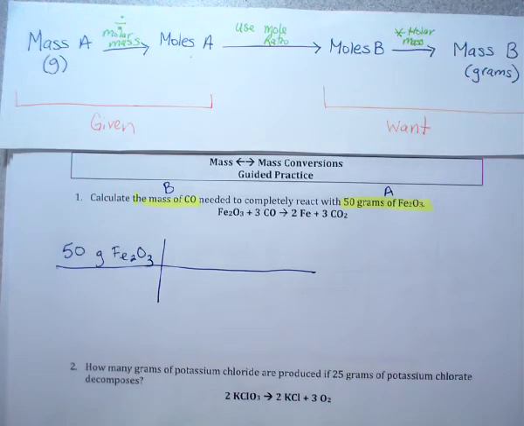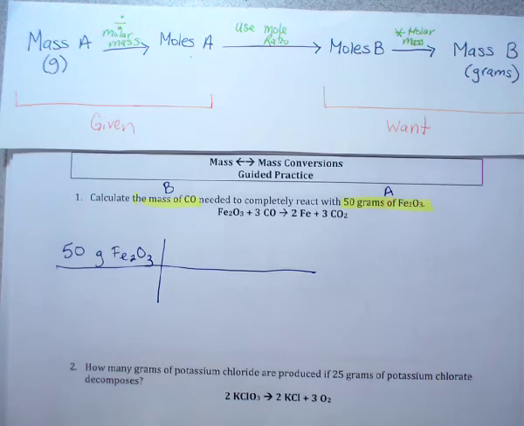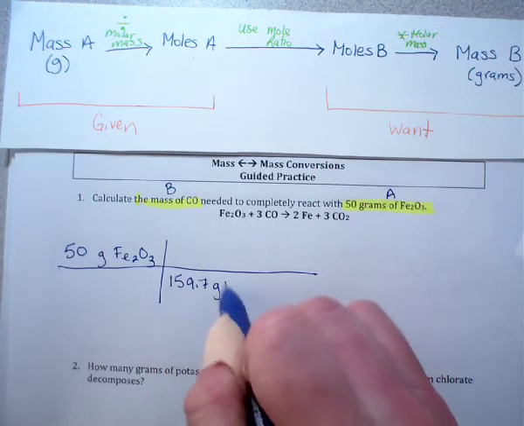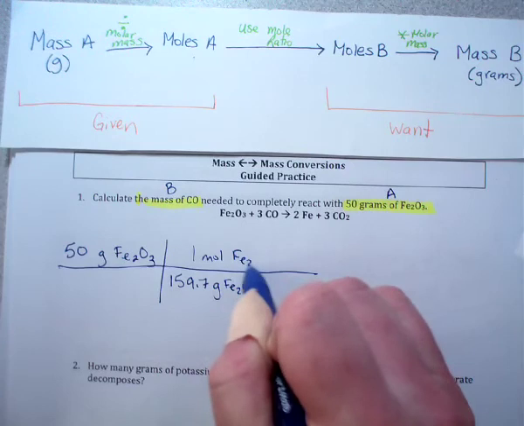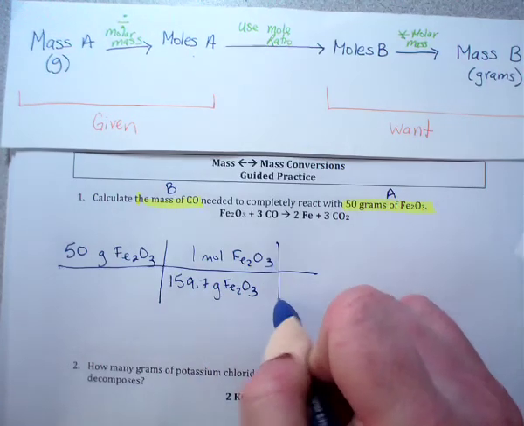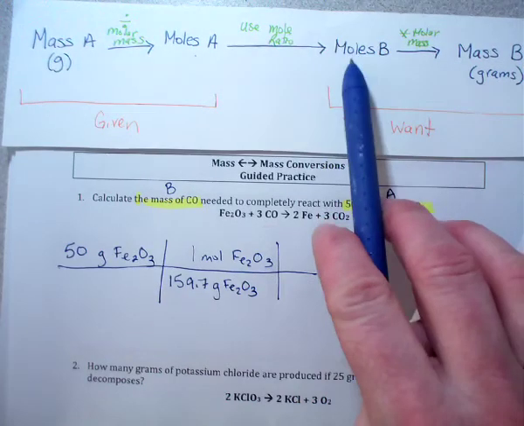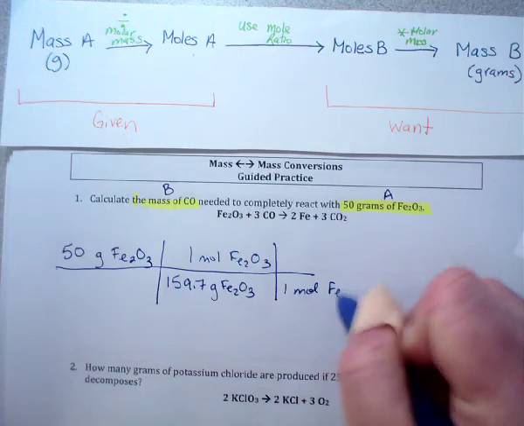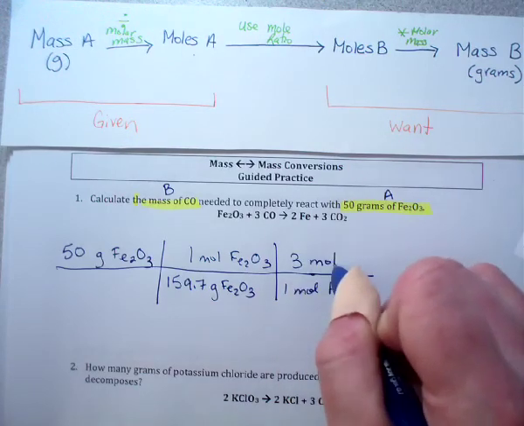And from here, I need to turn grams of Fe2O3 into moles of Fe2O3. I need the molar mass of iron 3 oxide, which is 159.7 grams in 1 mole. The next step on my mole road asks me to turn grams into moles. I need to use the mole ratio. There's 1 mole of Fe2O3 for every 3 moles of CO.